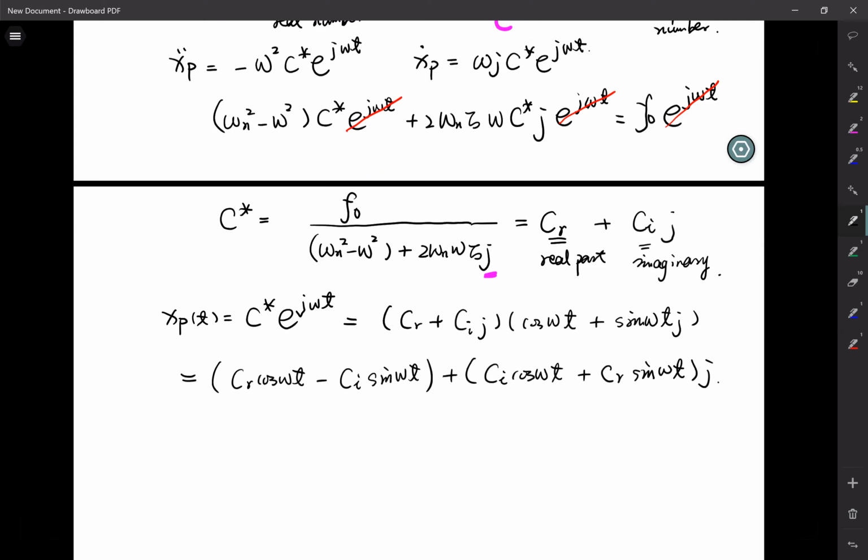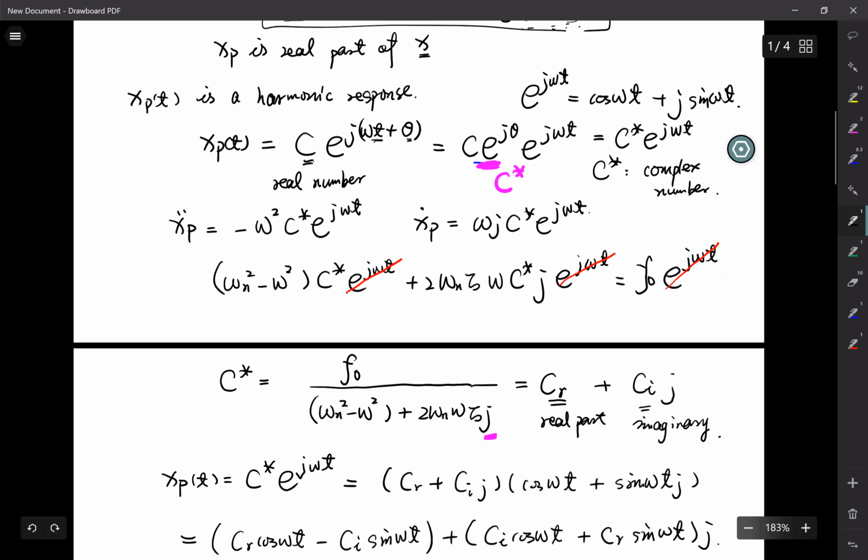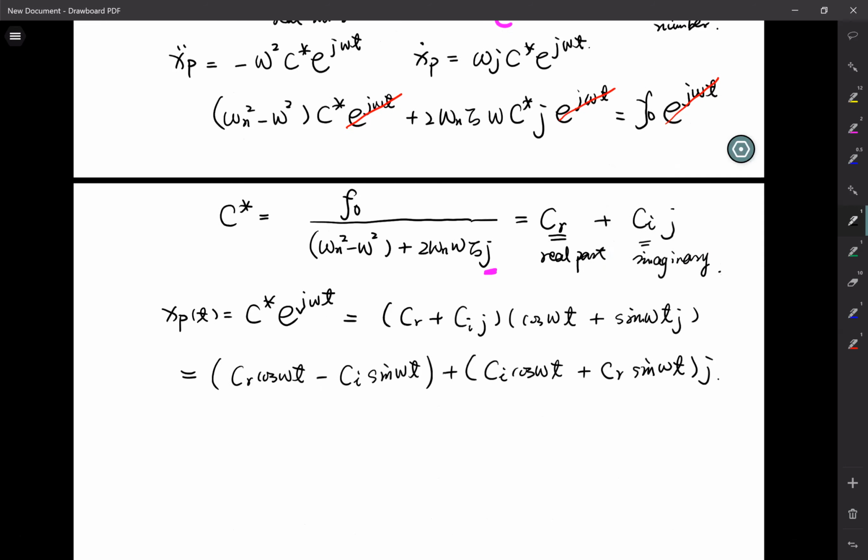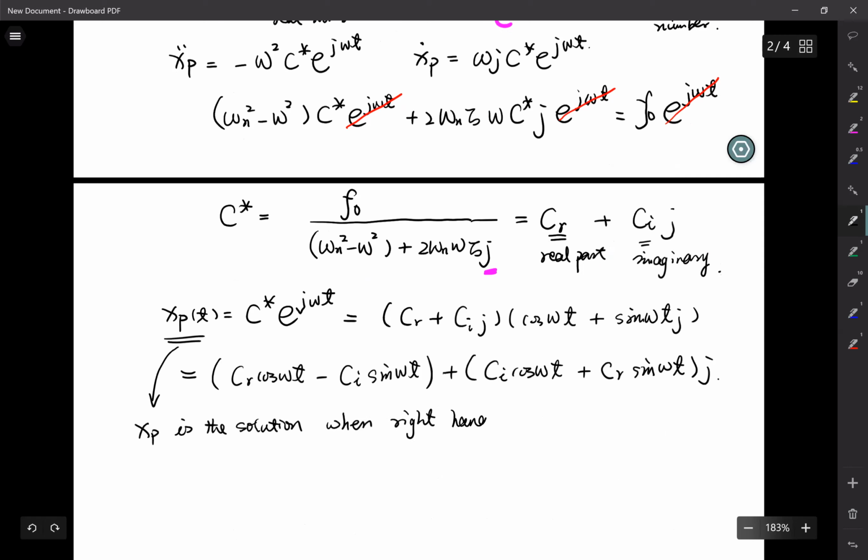That's your particular solution when your excitation is F naught. Okay, let me write it down. So this X_P is the solution when the right-hand side equals F naught e^(j omega t). Okay? But remember, on the right-hand side, we only have the real part of this, right? We only have the real part, which is F naught cosine omega t.